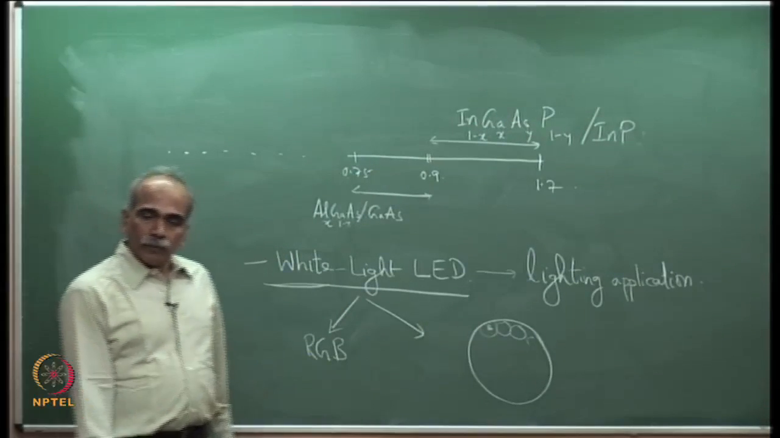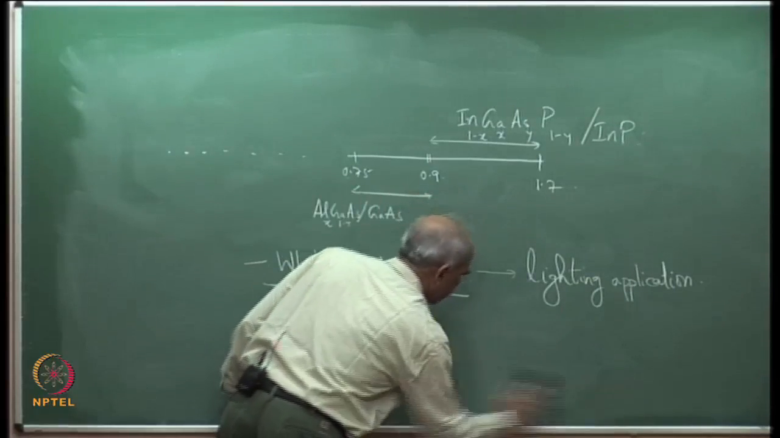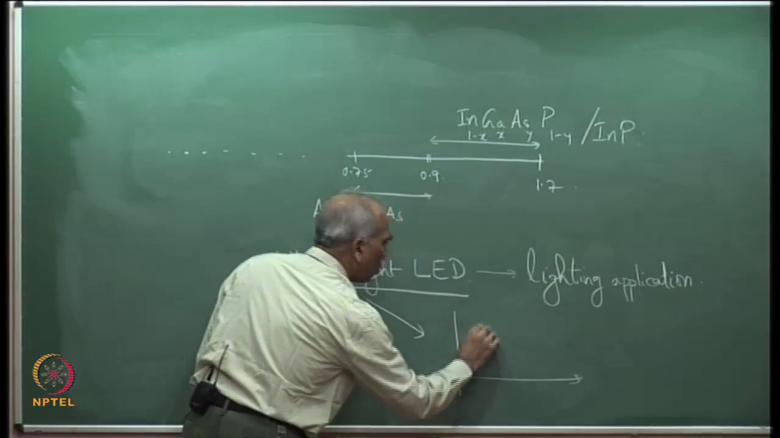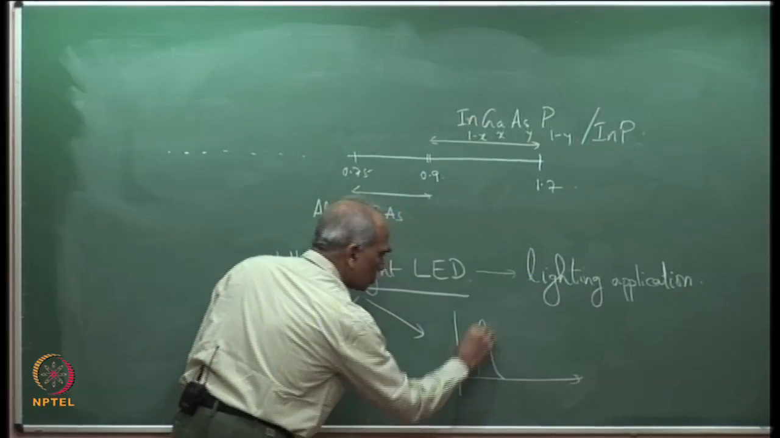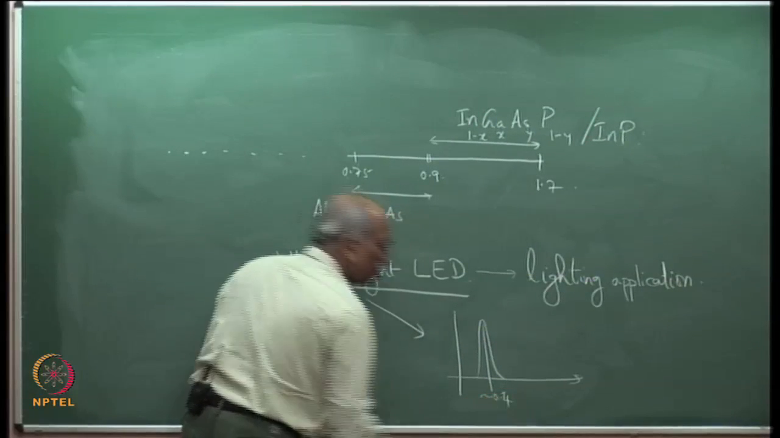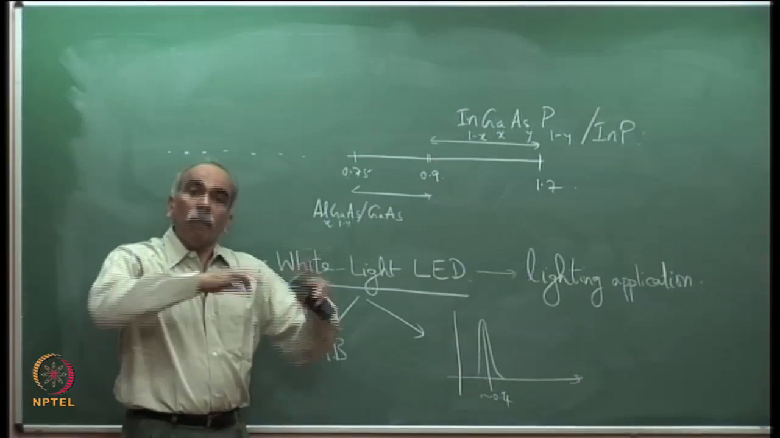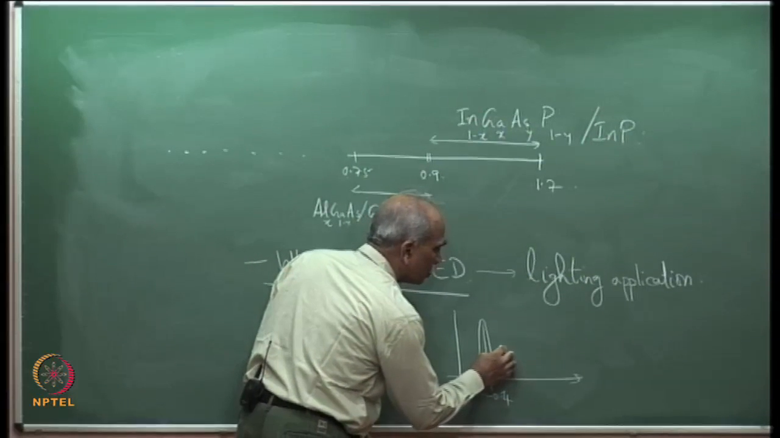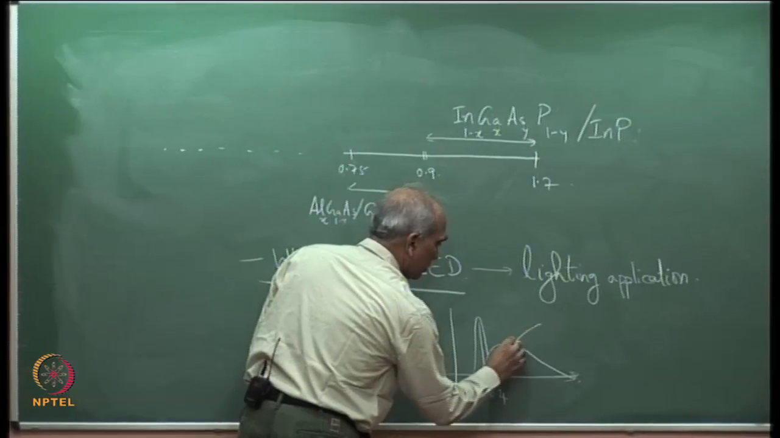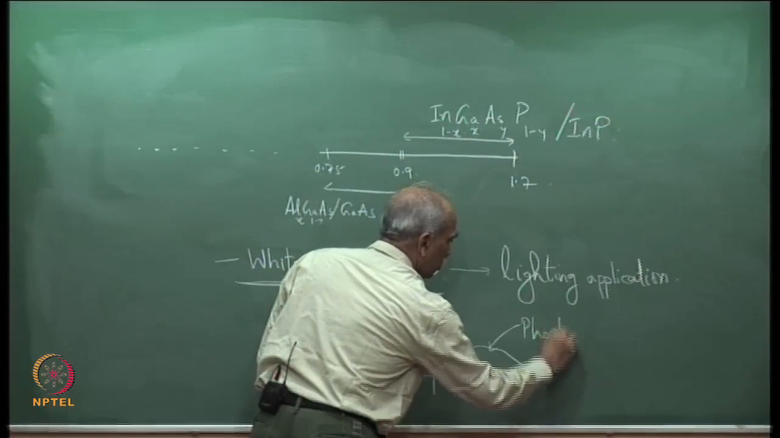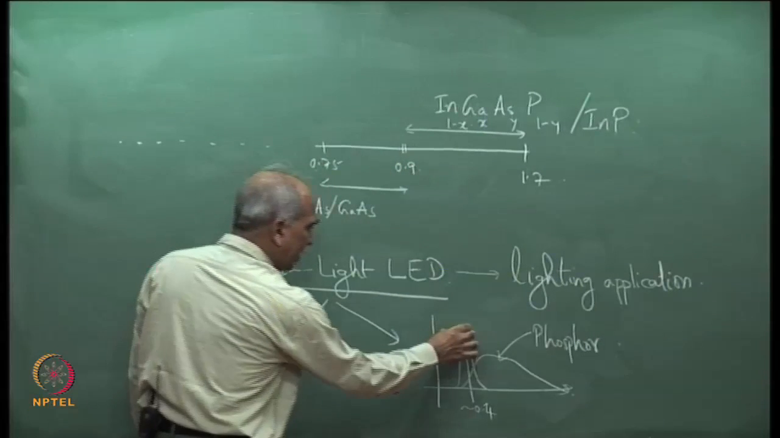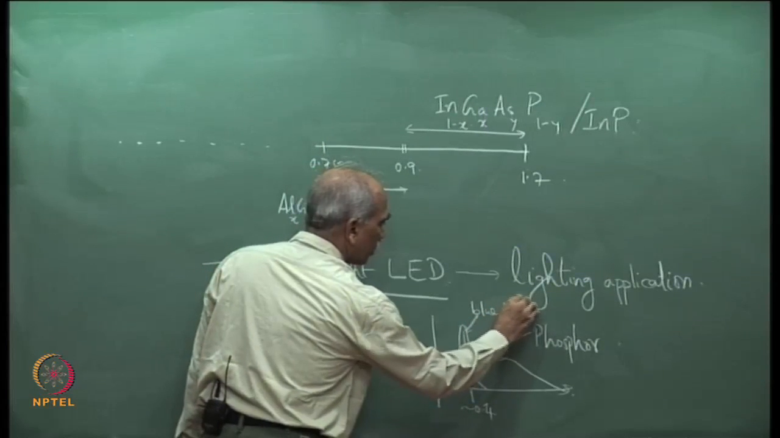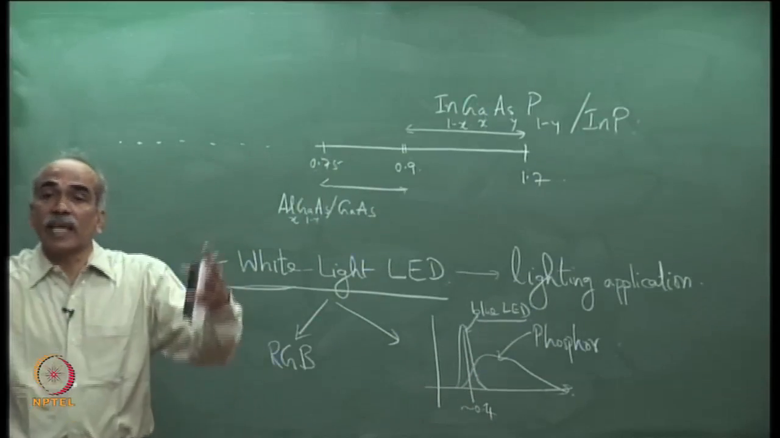There is a second approach where you use a phosphor, that is you have an LED which is emitting close to the blue region, so around 0.4, and the LED is pumping. The light output from the LED pumps a phosphor which has a response like this. So, this is a phosphor. The response, this is the LED, blue LED or near UV LED, which pumps, that is which is exciting a phosphor.